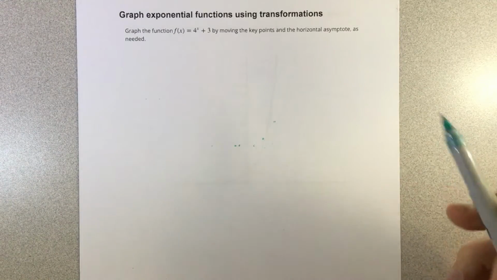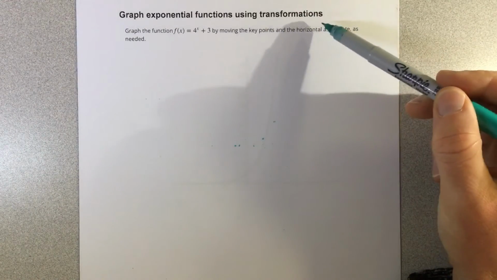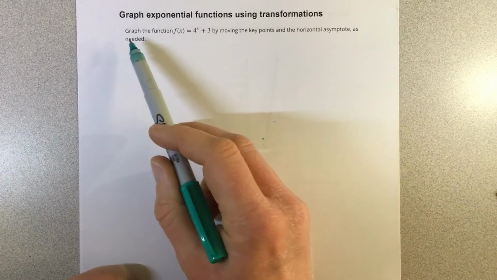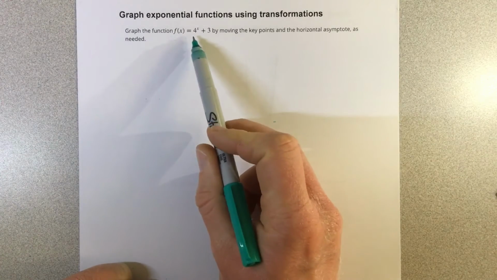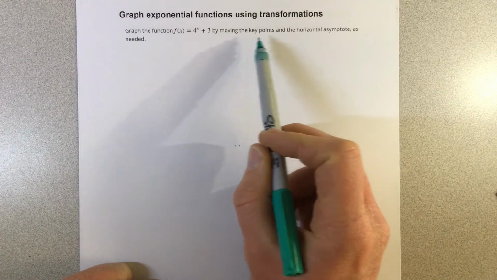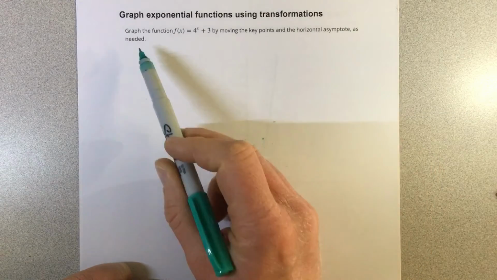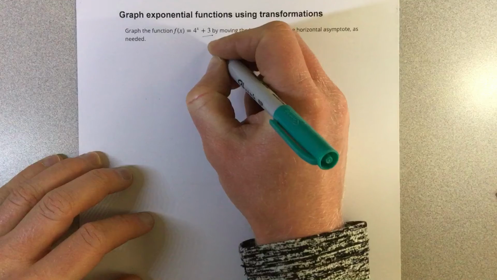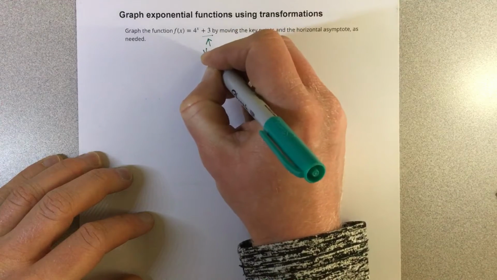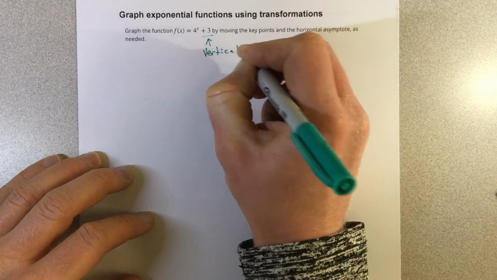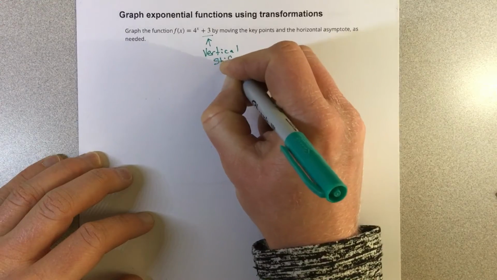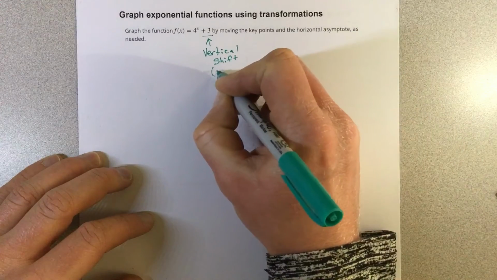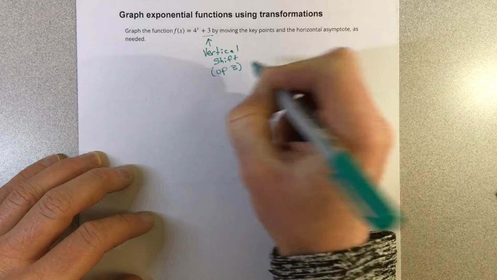In this video, we're going to graph exponential functions using transformations. It says graph the function f of x equals 4 to the x plus 3 by moving the key points and the horizontal asymptote as needed. The first thing I want to do is notice that this is a vertical shift, and it would be up 3 on the graph.